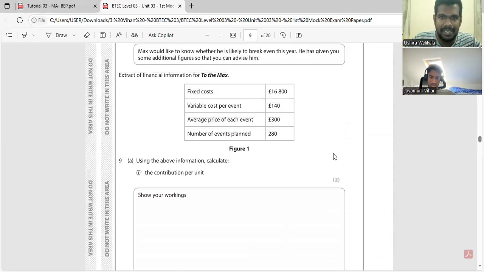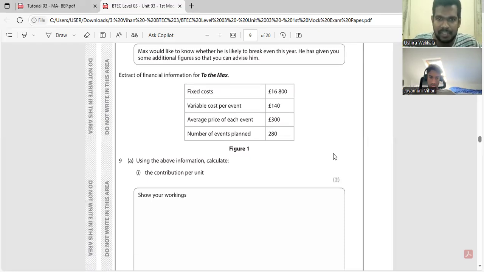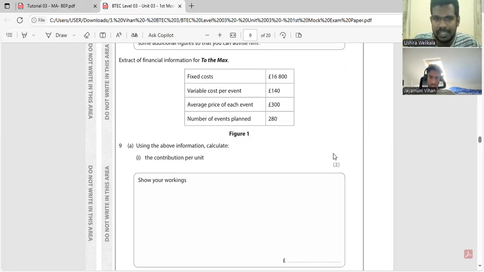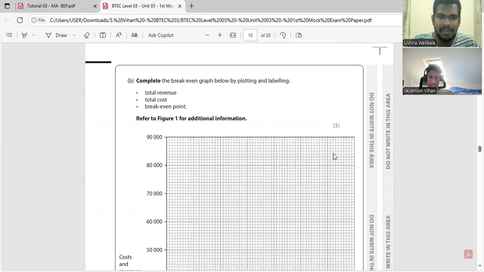They have given some data called extract of the financial information for the Max company: fixed cost, variable cost per event, average price of each event, number of events planned. Using the above information, calculate contribution per unit, total cost, and also you have a section B: complete the break-even graph below by plotting and labeling total revenue, total cost, break-even point.